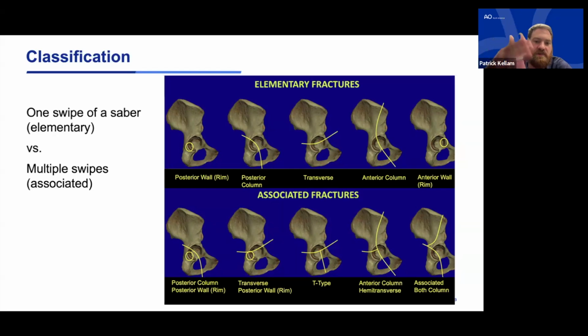And so the posterior wall, the posterior column, the transverse, the anterior column, or the anterior wall can all be made with just one line across the acetabulum. Whereas the associated fractures, you have to take 2 lines, or if you were to draw with a pencil, you have to pick your pencil up, or with the swipe of a saber, you have to swing twice or 3 times for these fractures. So what we would like you to know in clinic is that there is a classification scheme. They're set up between simpler patterns and more complicated patterns, and they're all based on the theory of walls and columns, and what's injured and what's not, and that there are 10 of them.